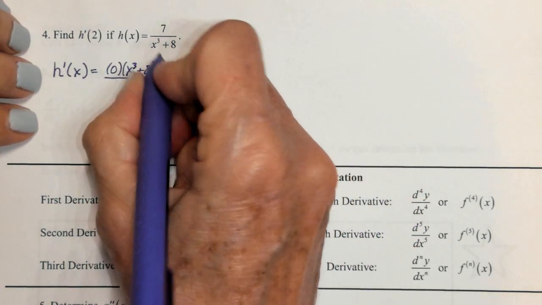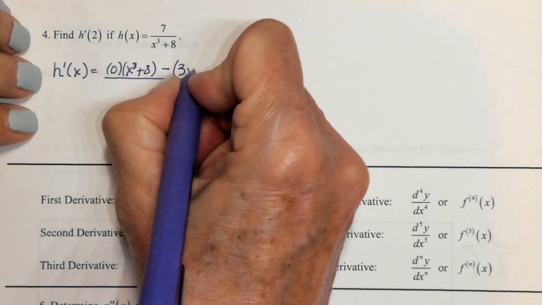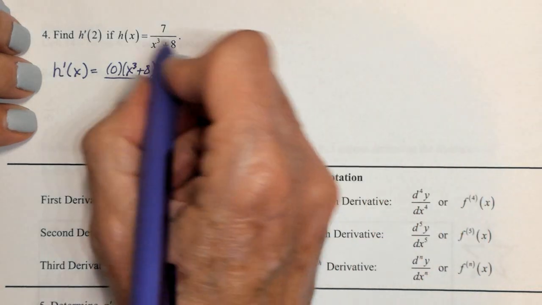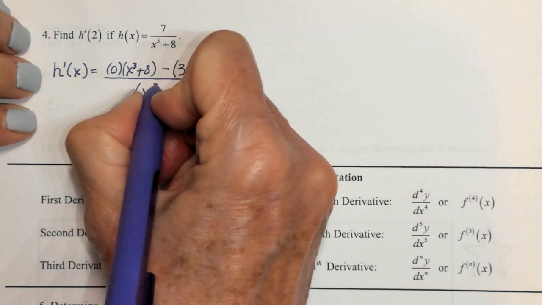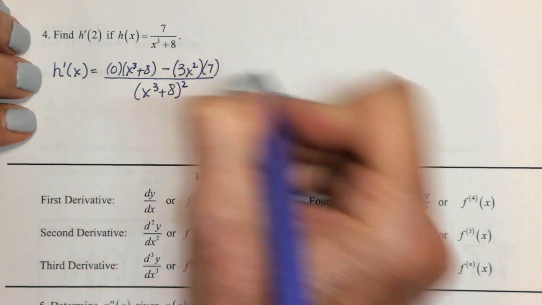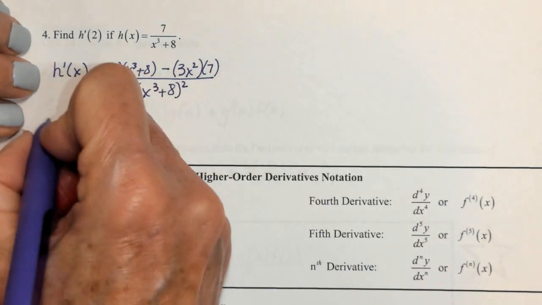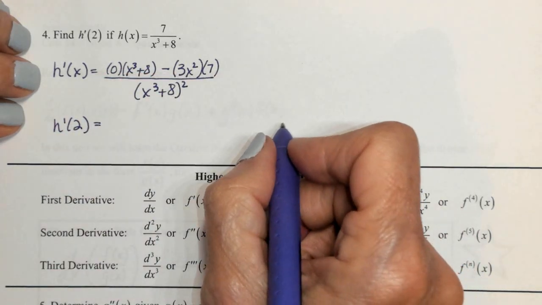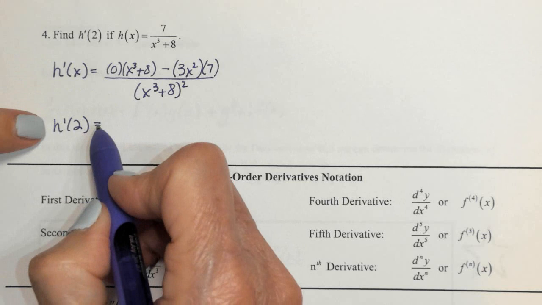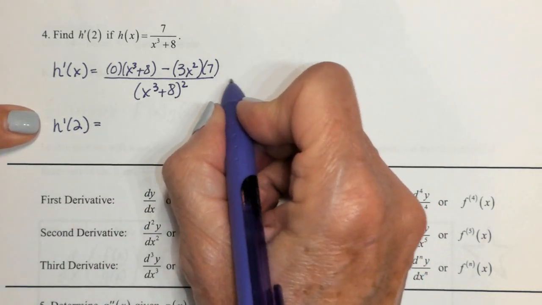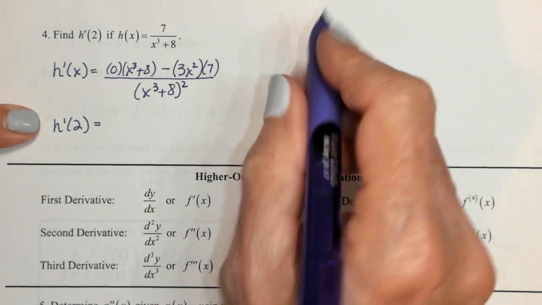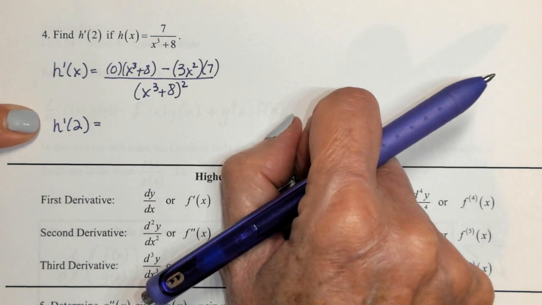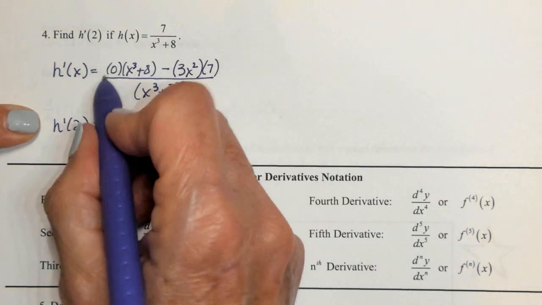Minus the derivative of the bottom is 3x squared times the top left alone, all divided by the bottom left alone but squared. And now we're going to find h prime of 2. Notice, you guys, I'm writing this in two separate steps. Do not put an equal sign and start plugging in 2, because you are saying then that two things are equal which are not equal. So don't do that. Okay, I have 0 from this piece.